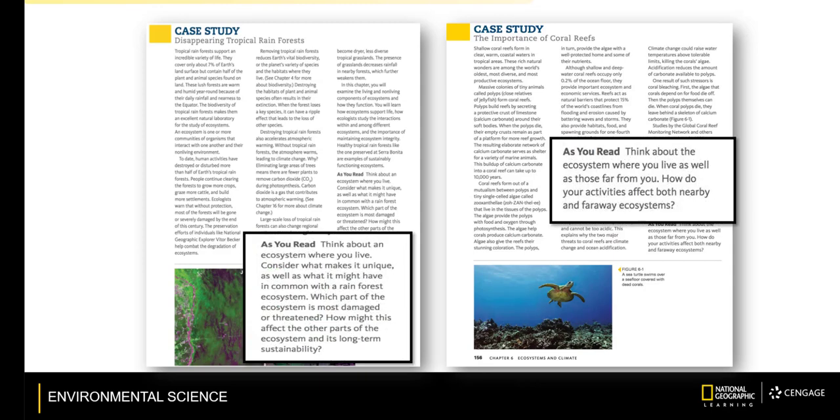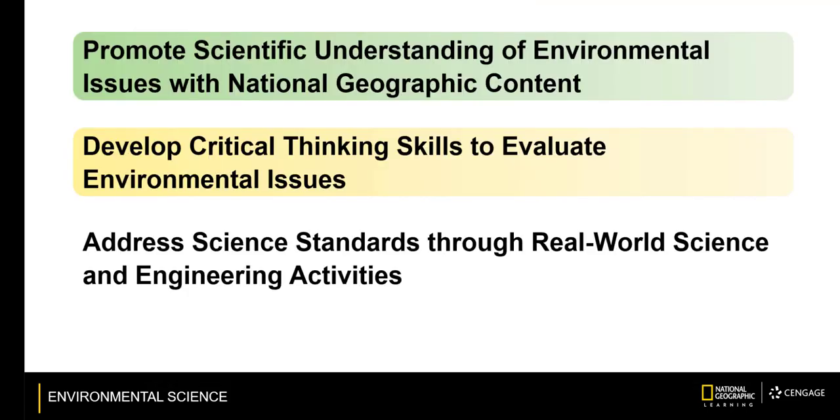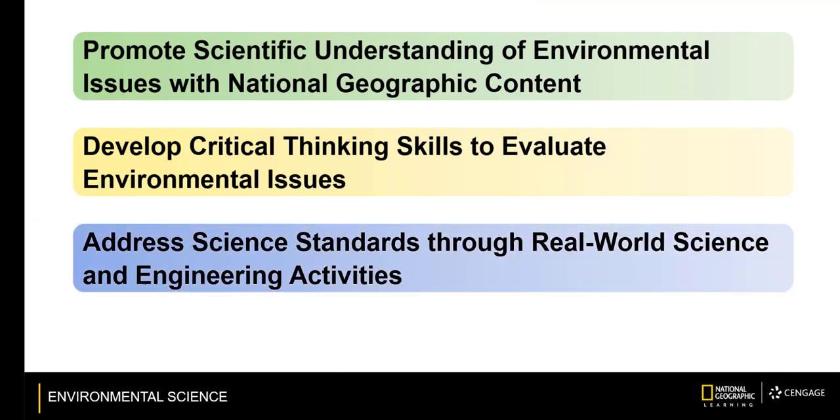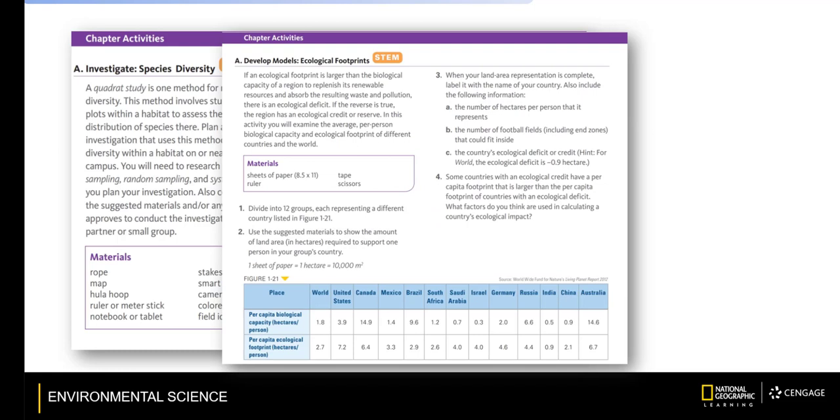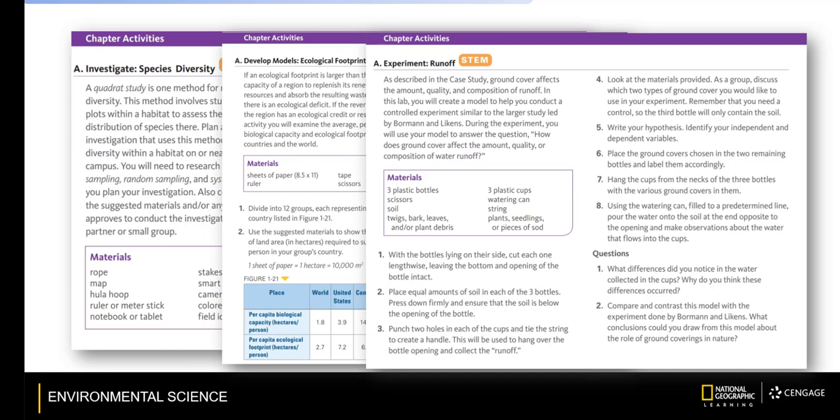You'll also find as you read notes which challenge your students to connect the chapter concepts to their own knowledge or life experiences. But let's take a look at how the program helps address science standards with real-world science and engineering activities. At the end of each chapter, the chapter activities section is made up of two parts. One is a develop models, experiment, or investigate activity, and these offer you another chance to hone STEM skills and deepen understanding of the chapter content.